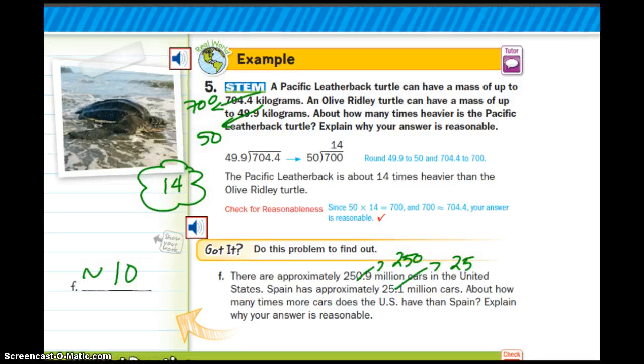Let's do the guided first. There are approximately 250.9 million cars in the United States. Spain has approximately 25.1 million cars. About how many times more cars does the U.S. have than Spain? Explain your answer. So 250 divided by 25 is approximately 10 times as many. Wow. Do you know why? It's because the United States is huge in land mass compared to Spain. So we have a larger country, more people, more cars. Okay, time for you to do the guided practice. See you soon. Pause the video.